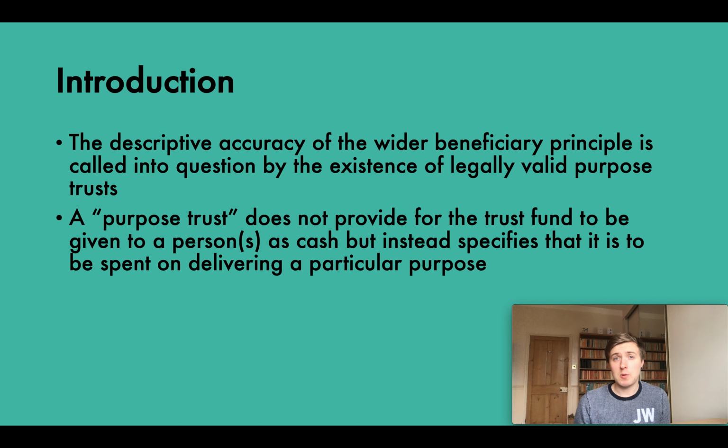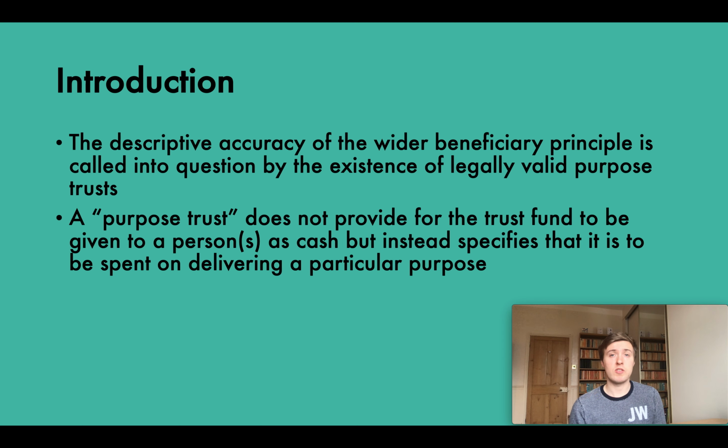The descriptive accuracy of the wider beneficiary principle, which I talked about in that previous video, is called into question by the existence of legally valid purpose trusts. A purpose trust does not provide for the trust fund to be given to a person or persons as cash, but instead specifies that it is to be spent on delivering a particular purpose. So a purpose trust does not intend to give individual cash payments, but is to give the money to deliver a particular goal, aim, and purpose.